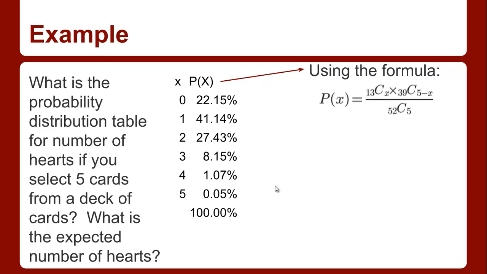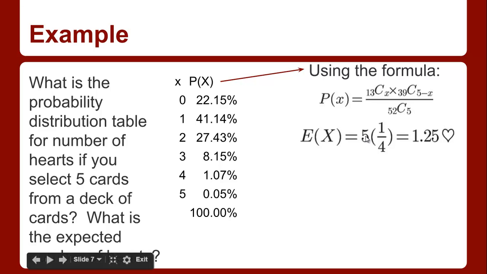That probability does use that formula. So this is the general formula. 13 choose X, 39 choose 5 minus X. The expected value is 5 times the probability, because 5 cards are being drawn, times the probability of getting a heart, which is 1/4, and we get 1.25 hearts.